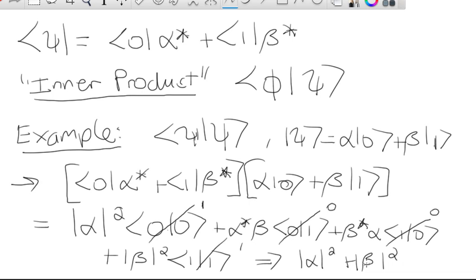Some of the things to take away from this finally is that we use the orthonormal conditions. Just reiterating again, anything that's the same, we assume it's equal to 1, and anything different is equal to 0, so they vanish from our calculations. So in the end, the inner product of psi with itself, where psi is defined in this way, is equal to the modulus squared of alpha plus the modulus squared of beta.